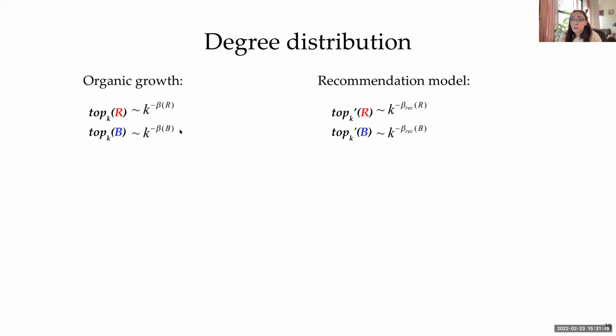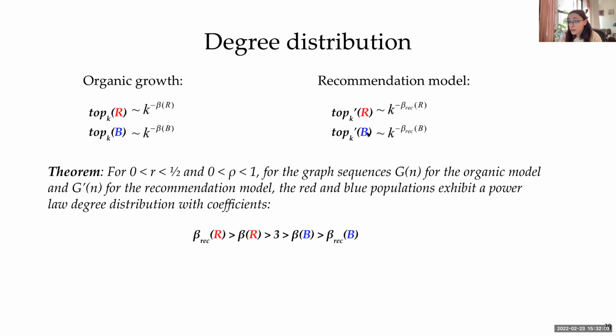We know that in the original one, we got these two power law distributions with two different coefficients. With recommendation, we're also able to show that you still get a power law distribution for each of these two communities, red and blue. But more than that, the two coefficients are actually growing further apart. So the gap between them is increasing. And this is what you see illustrated previously, where the proportion of the minority drops to 0 much faster. And this is how it would look as an illustration of this particular process.